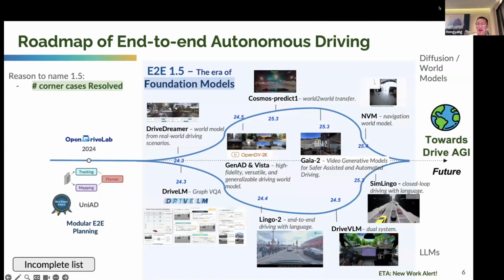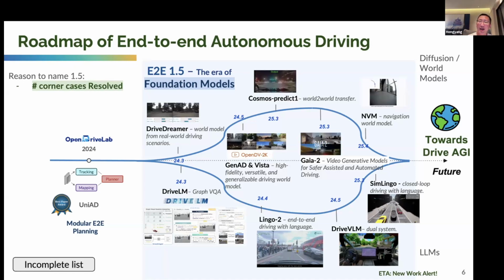In the past years, we have all been working on end-to-end 1.5. The reason we name it 1.5 is roughly defined by the number of corner cases resolved. Obviously, autonomous driving research has entered the second stage, where you have to deal with a massive amount of production issues and engineering efforts. Since the work of UniAD, I could roughly say that we entered the era of foundation models.